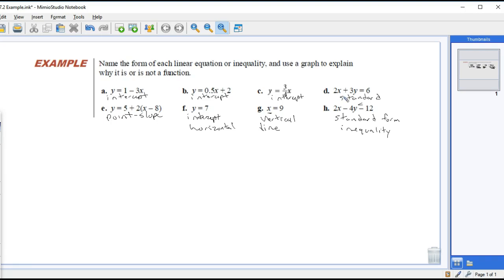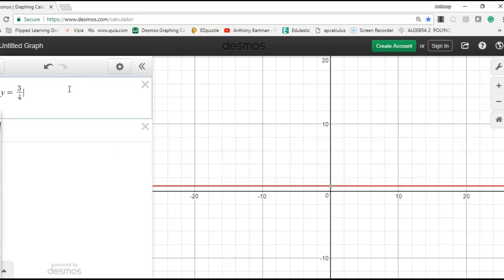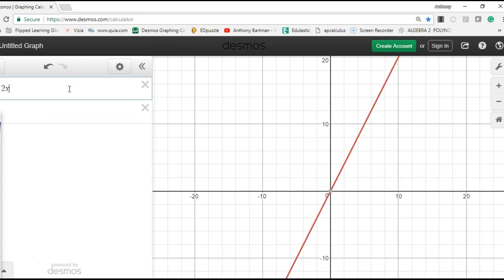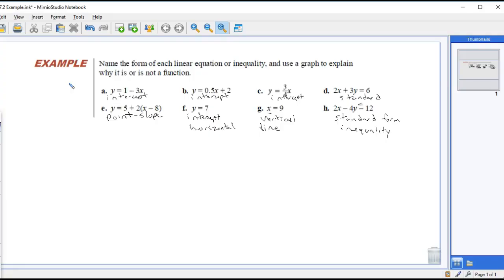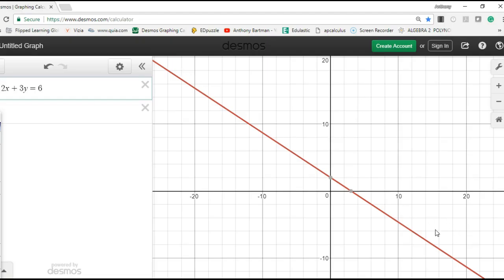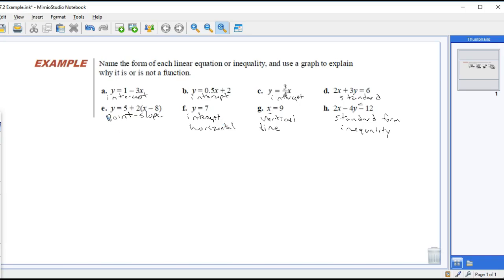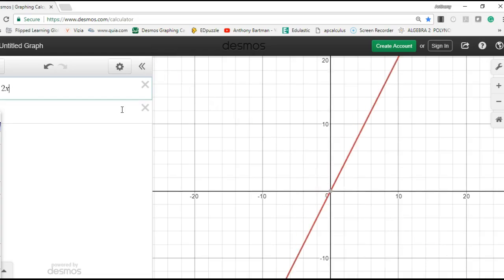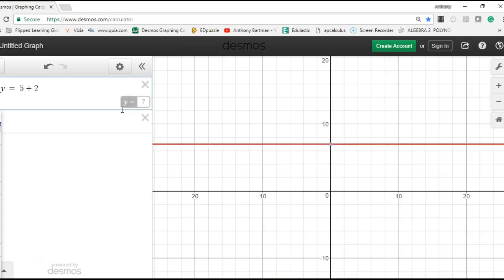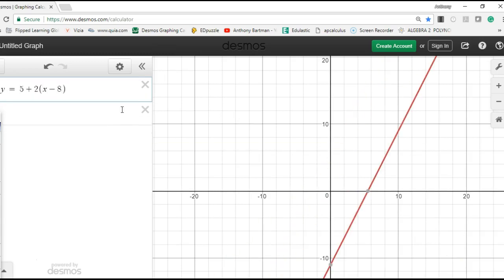Next we have 2x plus 3y equals 6. Let's plug that in. It is there, and that is just a line going down as we go from left to right. So that will pass the vertical line test, so it is a function. Y equals 5 plus 2x minus 8. That is a line, so it's going to pass the vertical line test, so it is a function.